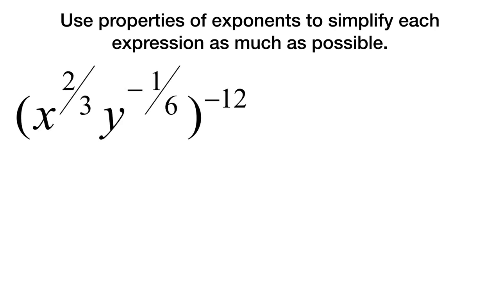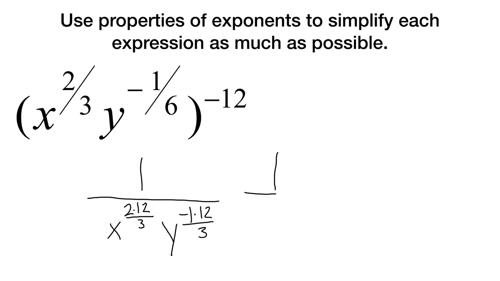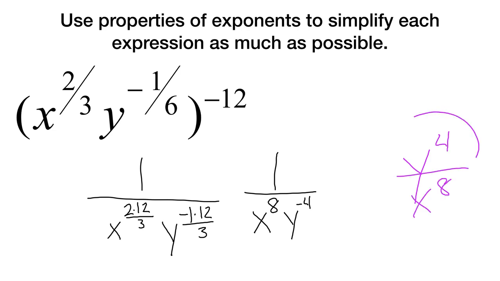Let's try another one. So in this case, I'm going to put everything on the bottom. This becomes x to the, I'm just going to start multiplying as well, 2 times 12 over 3. And then y to the negative 1 times 12 over 3. So that ends up becoming 1 over x to the 8th, y to the negative 4, at which point, notice that y is at a negative 4. That means this will become y to the 4th over x to the 8th.